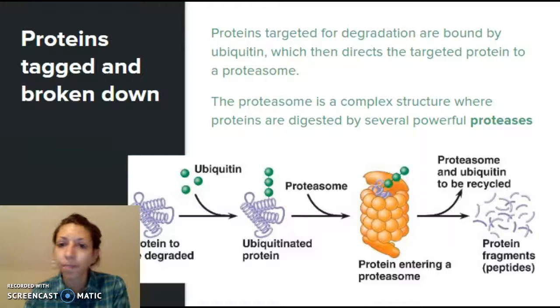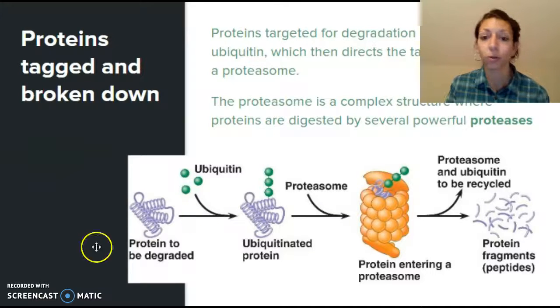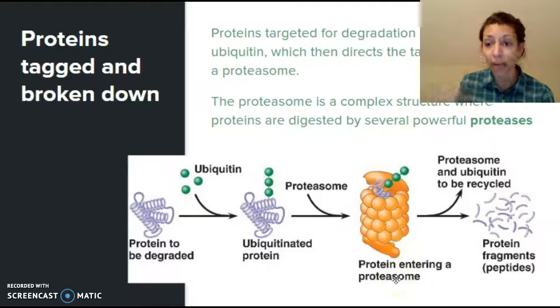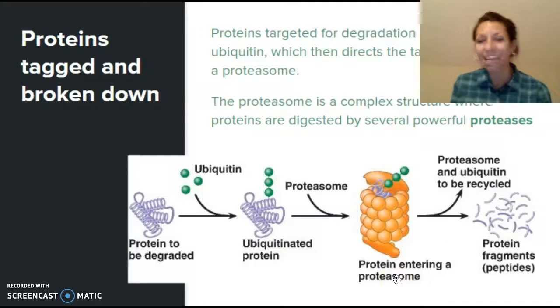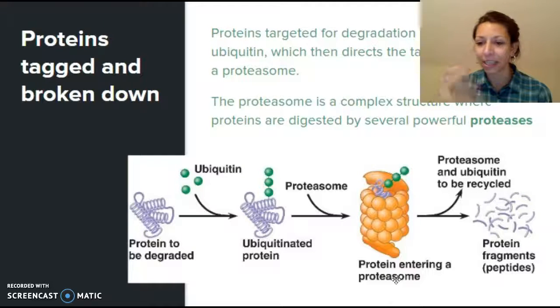So we'll have this thing called ubiquitin. It's going to direct the targeted protein to a proteasome. And the proteasome is a complex structure where proteins are digested by several proteases. And proteases, of course, are enzymes that will break down proteins. Remember, enzymes are proteins anyway, so these are special proteins designed to break down other proteins, and then we'll have our protein fragments, which are just peptides within the cell if the protein isn't set to function.